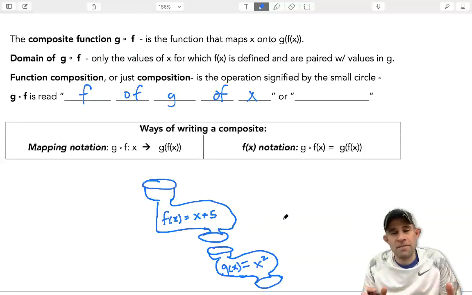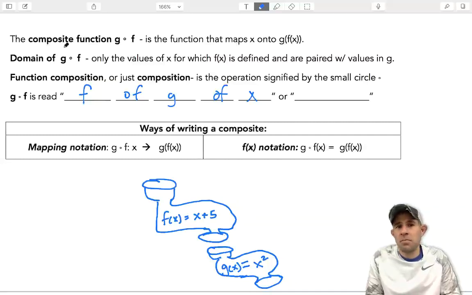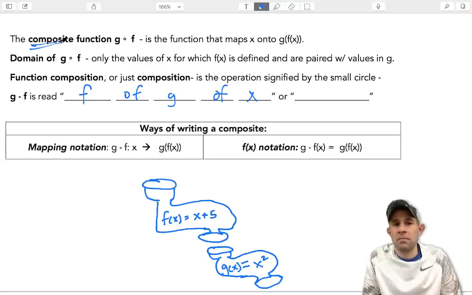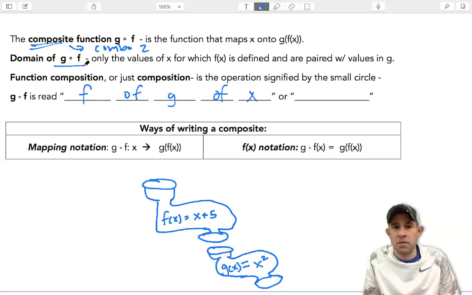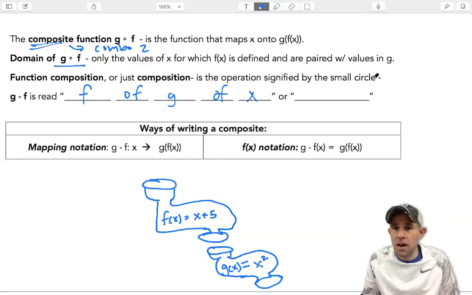We're talking a little bit about funky functions in this unit, and today we're going to start off with composition of functions. So first of all, a composite function really is just a combination. Remember, whenever you see composite, it really just means a combo of two or more. We're also going to look at the domain and the range of a composition of functions. And a function composition, or simply composition, is this operation noted by this little circle.